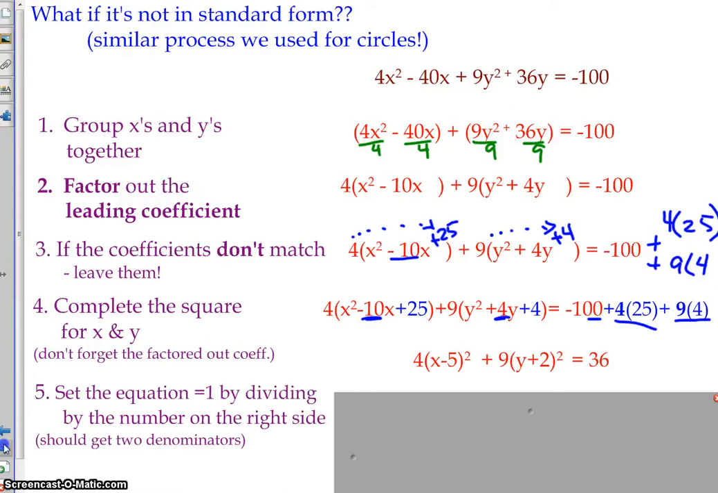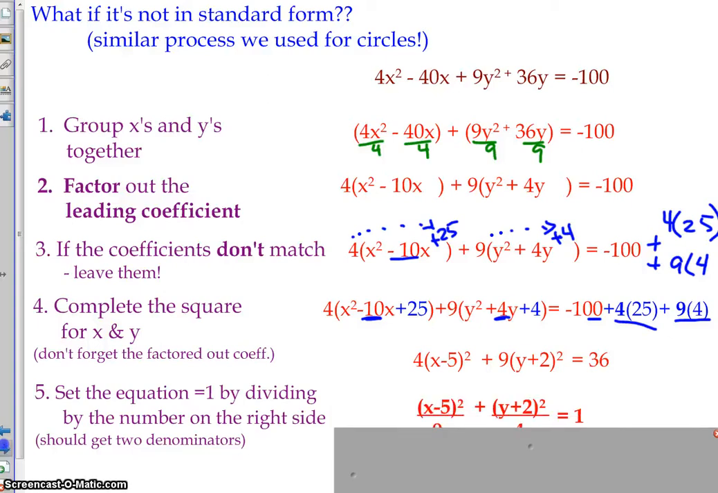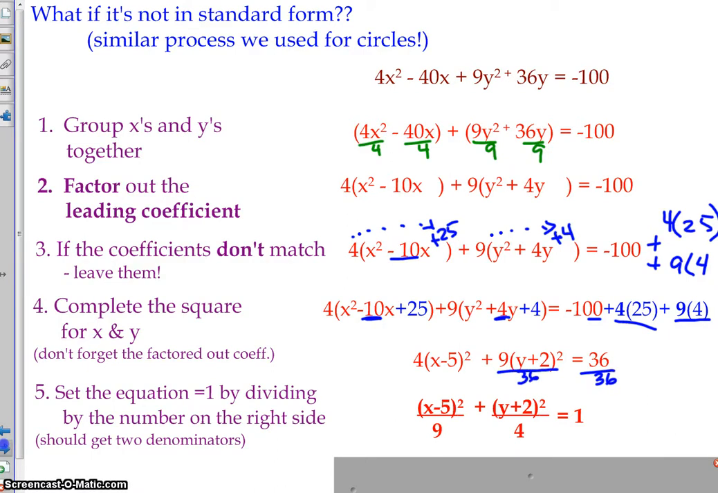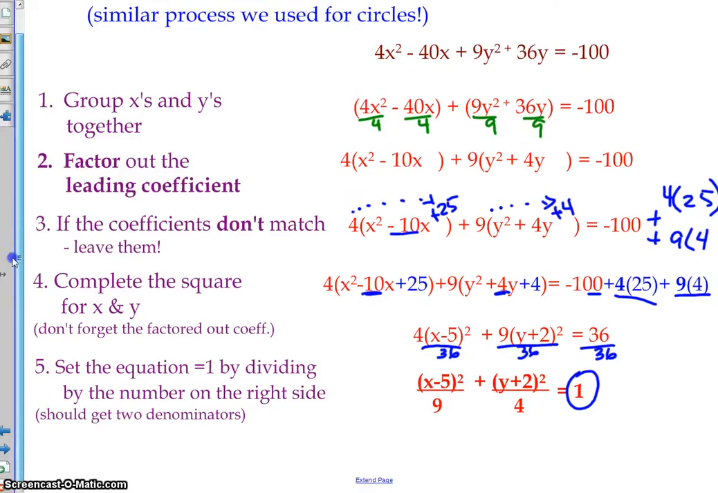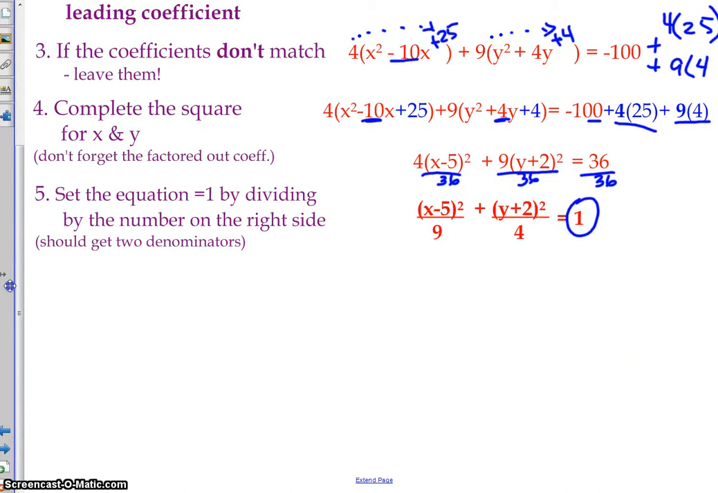So now, the one thing that's unique about an ellipse is it's always equal to 1. So you have these equations where you always have it equal to 1. So in order to equal 1, what I needed to do last is divide each and every term by 36 so that I could set it equal to 1. And it turned out to be x minus 5 quantity squared over 9 and y plus 2 quantity squared over 4. So what do I know about this one?